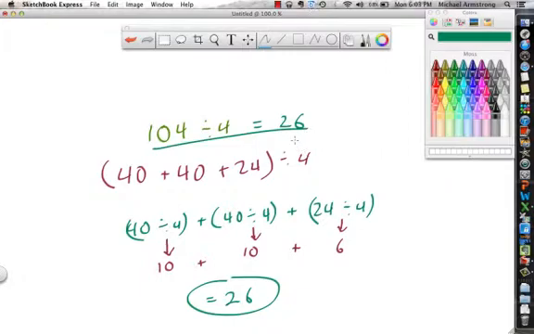26 is your answer. It's 104 divided by 4 equals 26. Okay? You can just do that over and over again. This will do everything on your assignment. Have fun with it.